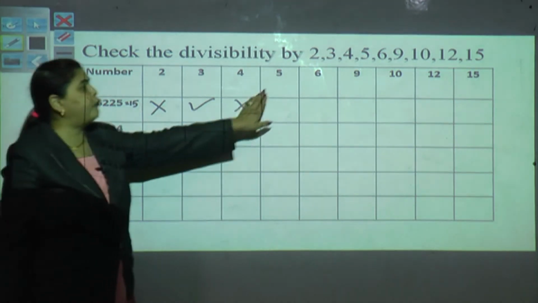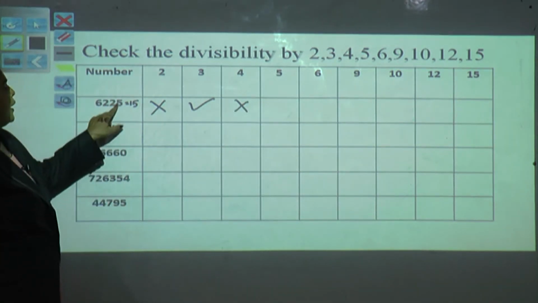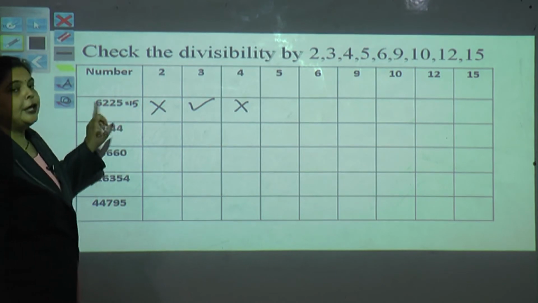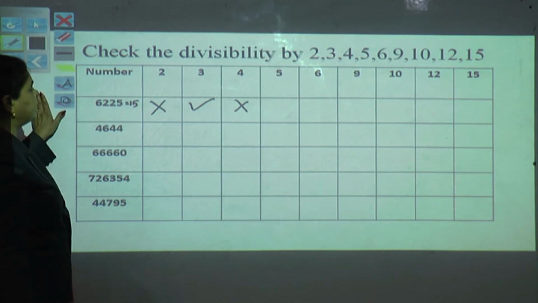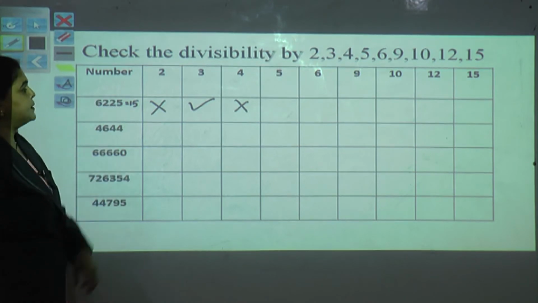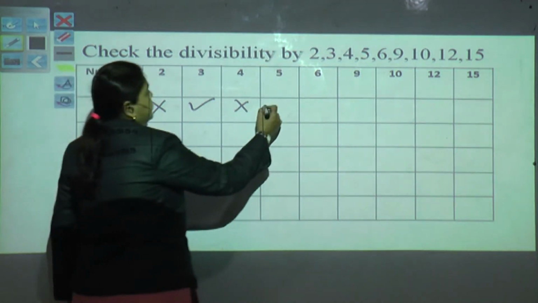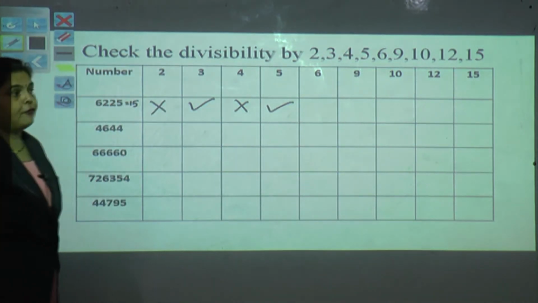Now what is the rule of 5? The rule of divisibility by 5 is that it should end in 0 or 5. No need to see the other digits, we only see the ones place. Yes, it is a 5, so we can say this number is divisible by 5.